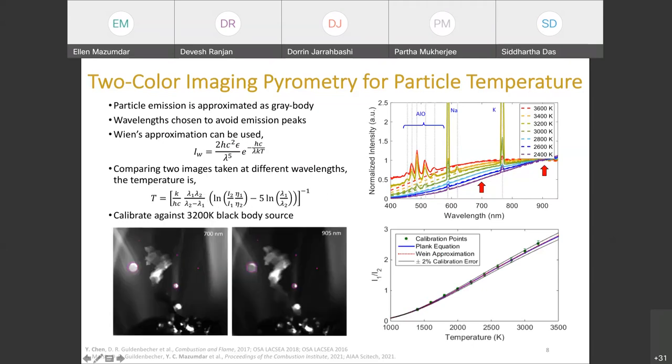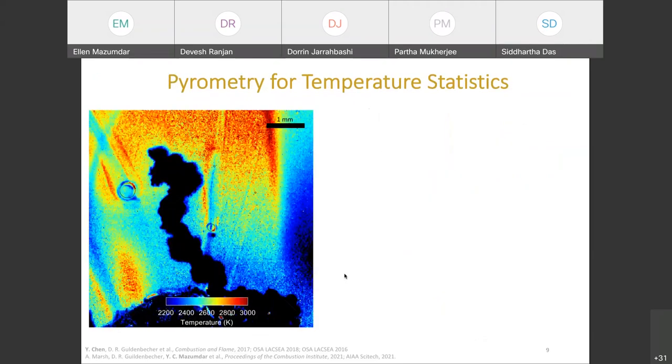And then we can apply it to our diagnostics. So here we have an image at 700 nanometers and another one at 905. If you align these images and ratio them, you can get a temperature. And so this is the temperature for that particular image that I had shown you earlier. So here we can see there's some flame temperature information and there's also some particle temperature information.